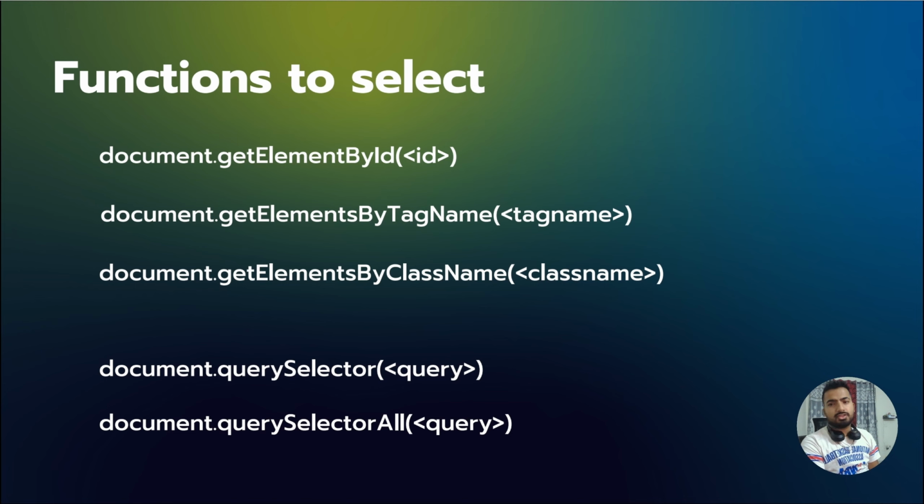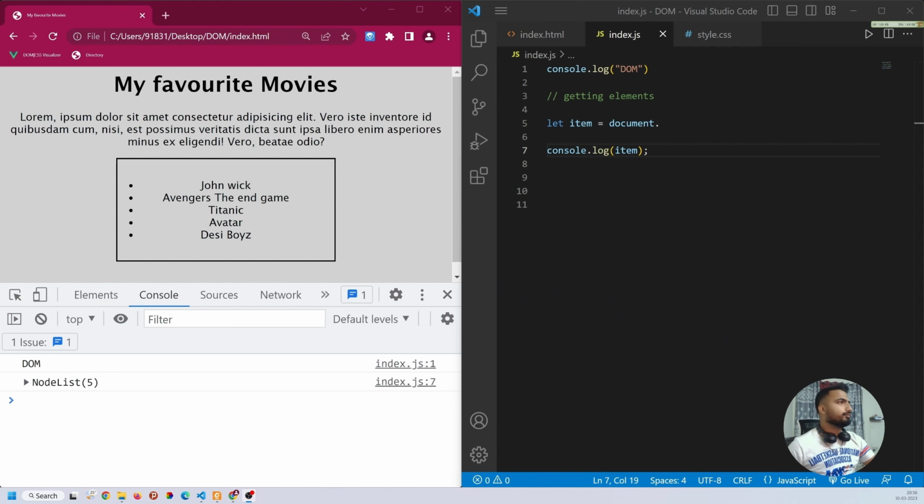So now let's talk about document.querySelector. In the previous function we would pass ID, tag name, class name and such, but in this function we are going to pass a query, right? What exactly is the query? To see that, let's just move on to the code editor, and the query can be a tag name or an ID or a class name. So what am I talking about? If you have read about CSS selectors, you would exactly know what I'm talking about, right?